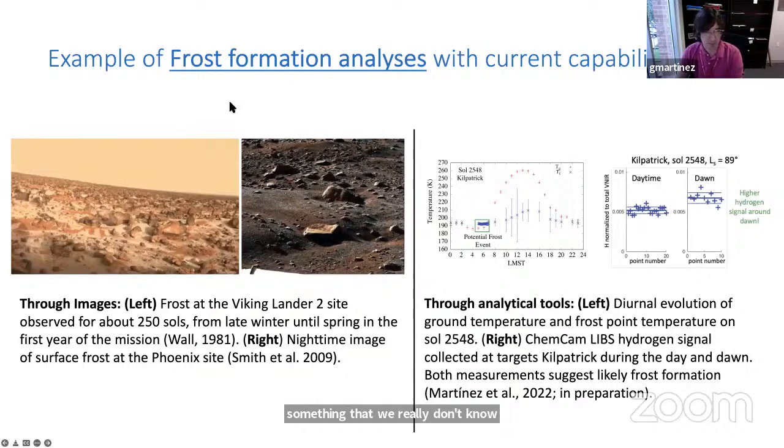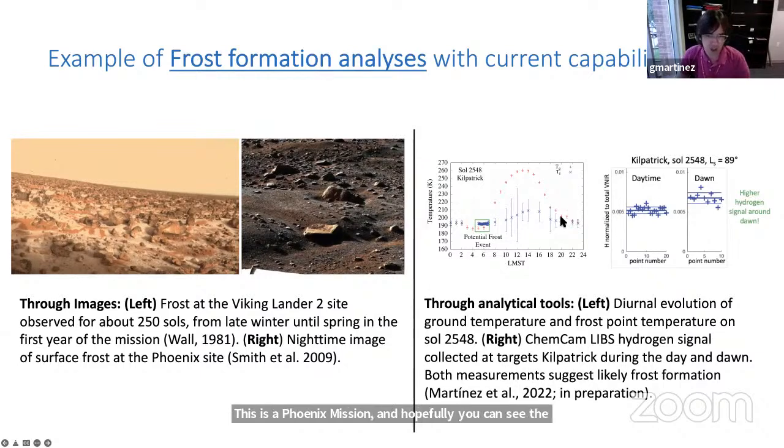Finally, the last process is frost formation. And this one is simpler. Here I'm giving two examples of how we have studied frost formation on Mars. On the left is a straightforward example, because it's basically, okay, we took an image and we saw the frost. The left figure is Viking 2, and the right figure is the Phoenix mission, and hopefully you can see the frost.